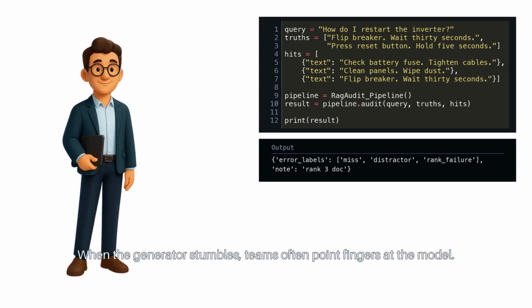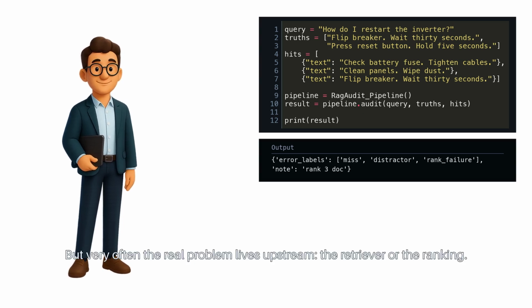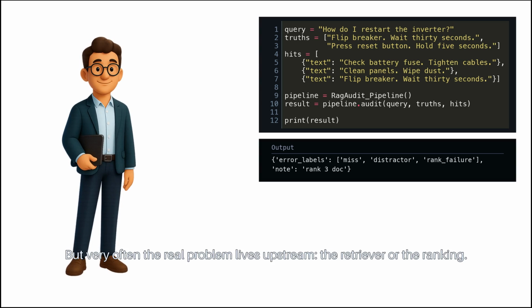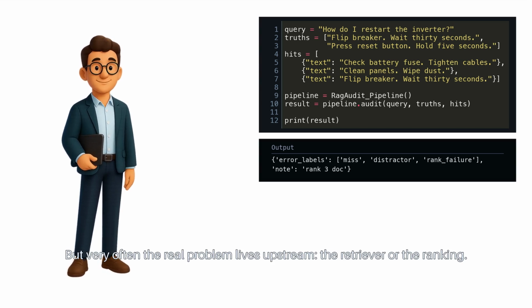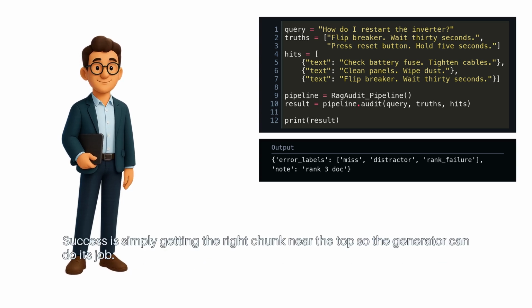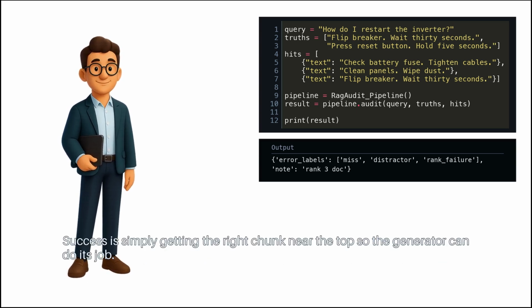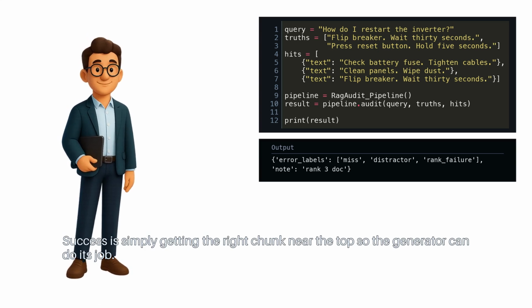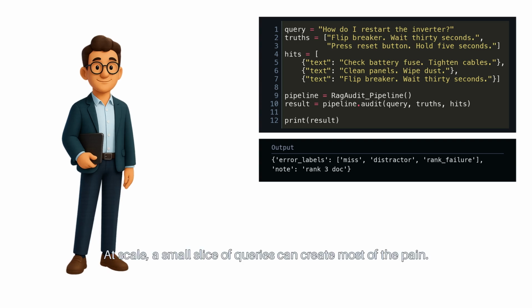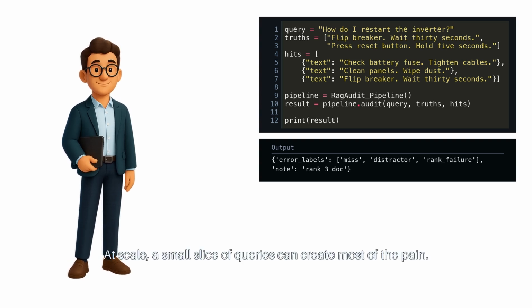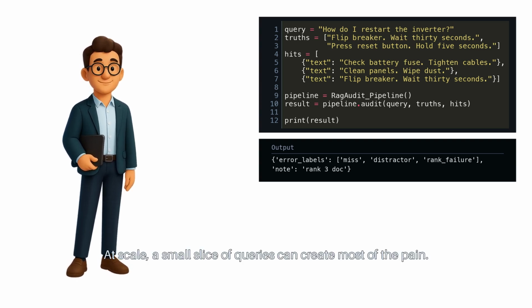When the generator stumbles, teams often point fingers at the model. But very often, the real problem lives upstream, the retriever or the ranking. Success is simply getting the right chunk near the top so the generator can do its job. At scale, a small slice of queries can create most of the pain.